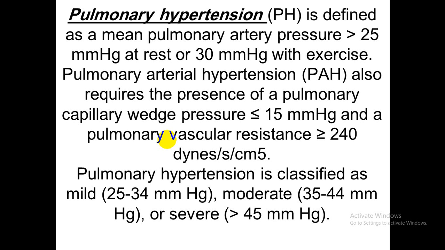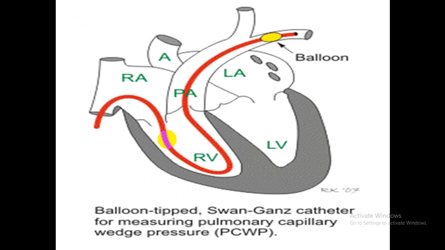This diagnosis is caused by either pulmonary arterial hypertension or pulmonary venous hypertension, and we have pulmonary arterial hypertension diagnosed when the patient having vascular resistance increased more than 240 dynes and the presence of low capillary wedge pressure. A few points about capillary wedge pressure.